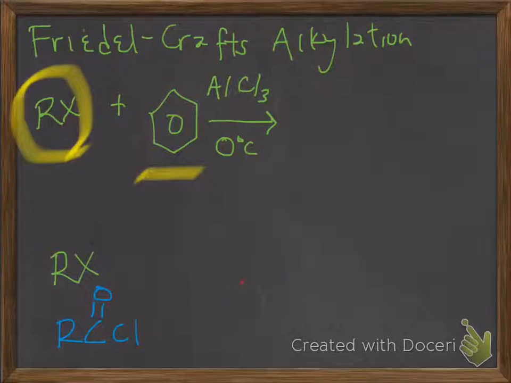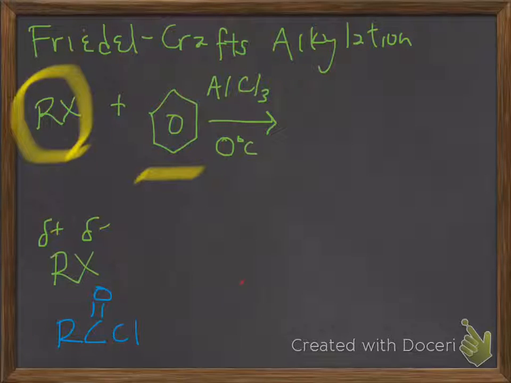Now, if we just look at the R–X, which one's delta plus and which one's delta minus between a carbon and a halogen? Oh, I've actually already got that. Well, it's fairly simple. The carbon is going to be delta plus, the X is going to be delta minus.